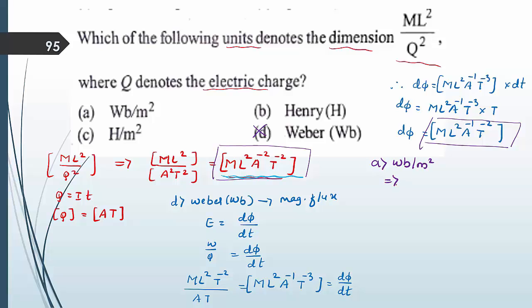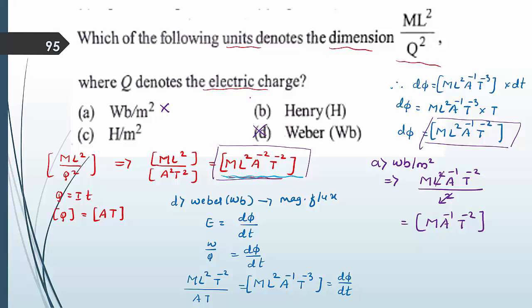Easily you can find here Weber has the dimension M L square A raised to minus 1 t raised to minus 2, divided by meter square, which is L square. L square will get cancelled. We can write M A raised to minus 1 t raised to minus 2. This is for that option. Is it the same here? No. Again Weber per meter square is also wrong. Come to option B, Henry.